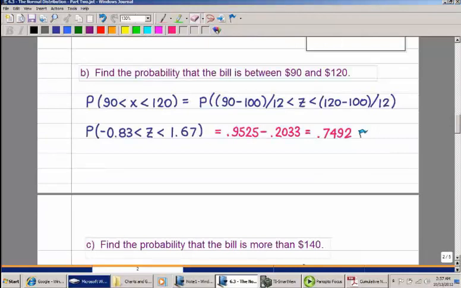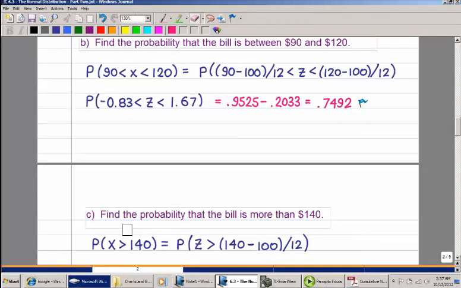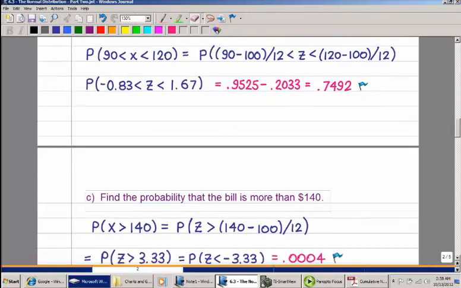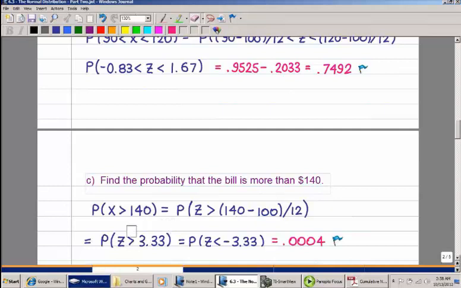Same data set. Find the probability that the bill is more than $140. More than, greater than, convert that to a Z. 140 minus 100 divided by 12. 3.33. Greater than. I like flipping it over whenever it's greater than. You might prefer the 1 minus. Flip the arrow over to less than. Change the sign of this number. Take the opposite of whatever it is. So positive 3.33 becomes negative 3.33. I look up negative 3.33, and it's going to be a very, very tiny number there. 0.0004. So we have a very small probability that if we select a bill at random, it will be more than $140.